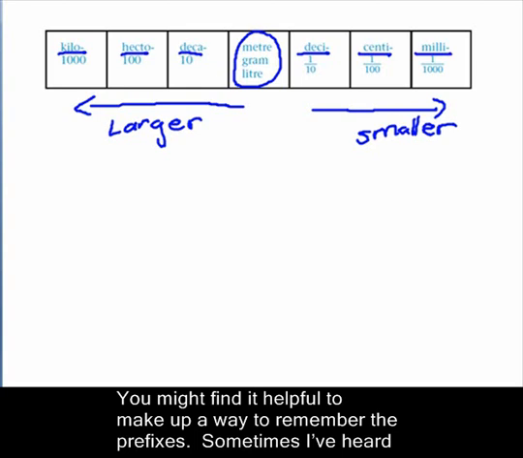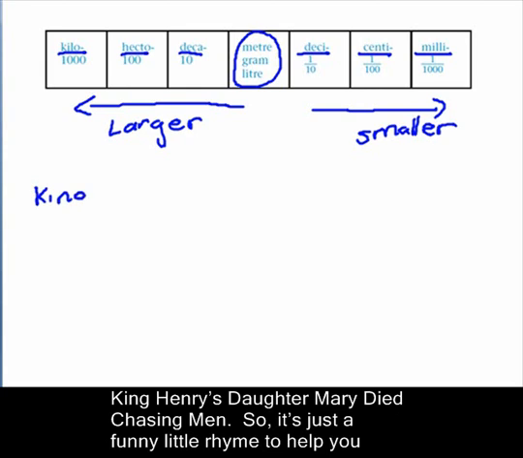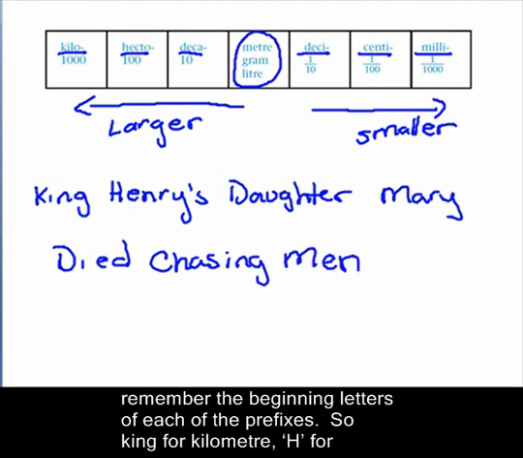You might find it helpful to make up a way to remember the prefixes. Sometimes I've heard little rhymes or songs to help you remember the order. One that I've heard of before is King Henry's daughter, Mary, died chasing men.